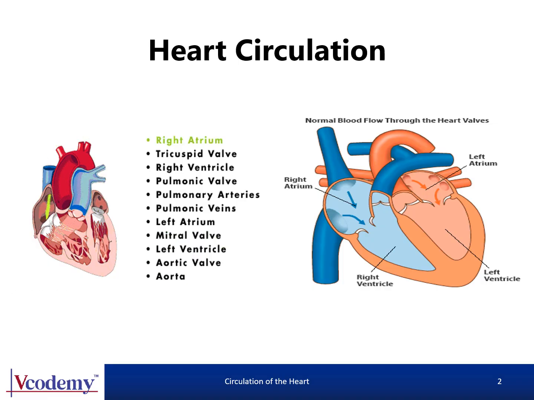Systemic circulation moves blood between the heart and the rest of the body. It sends oxygenated blood out to the cells and returns the deoxygenated blood to the heart. So the circulatory and the respiratory systems work together to sustain the body with oxygen and to remove the carbon dioxide. Pulmonary circulation facilitates the process of external respiration.